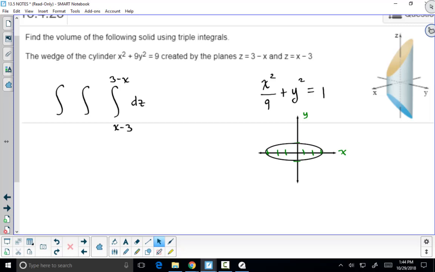Horizontal or vertical element? Vertical. Vertical, okay. Vertical is always easier. So we'll go vertical. So that means that we're going to have to go dy dx. X is going to go from where to where? The constants? I think I heard the right answer in there somewhere. So x's are horizontally going across, -3 to 3.